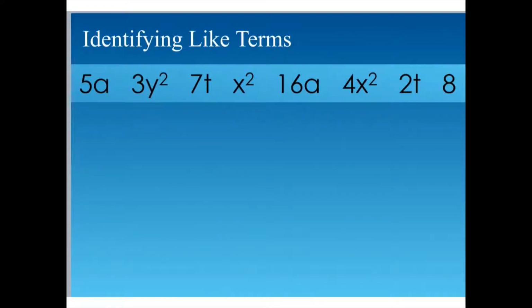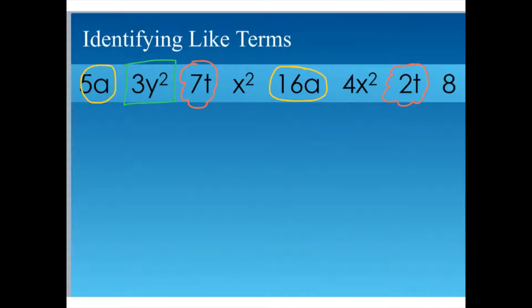This one is a little bit harder because it has a few more letters. And we look here and we see a 5a. And then what's like the 5a? Do you see anything else that just has a plain old a? Yep, right here. And then the 3y squared, is there anything that matches the 3y squared? No, it's all by itself. All right, next one. The 7t. Is there anything here that matches the 7t? Sure, over here, the 2t.